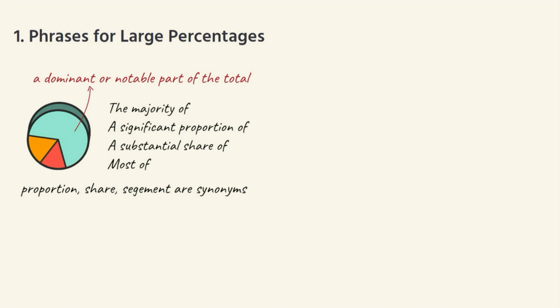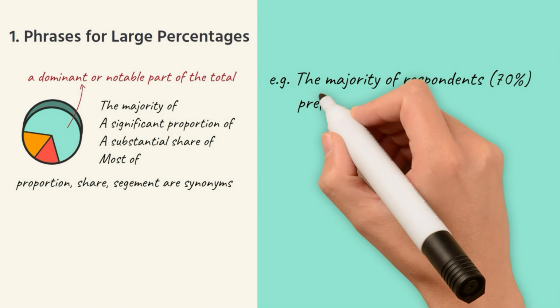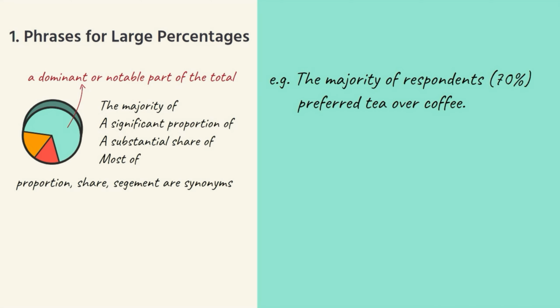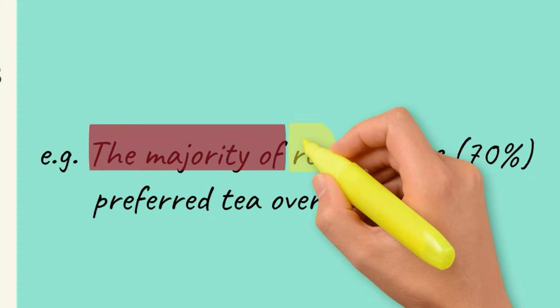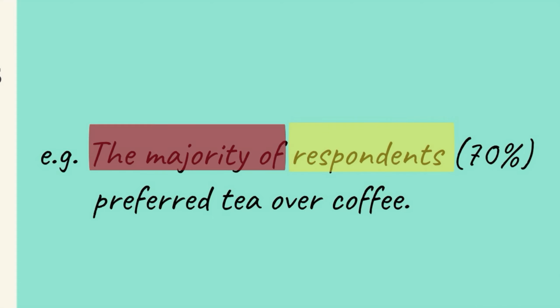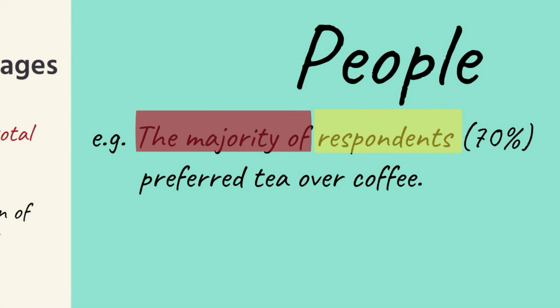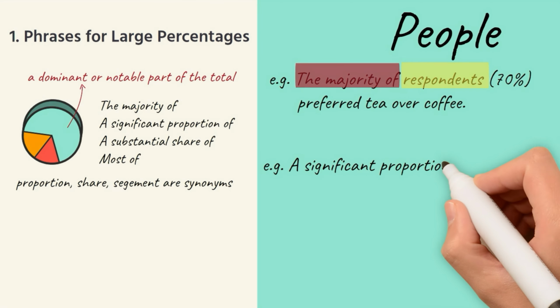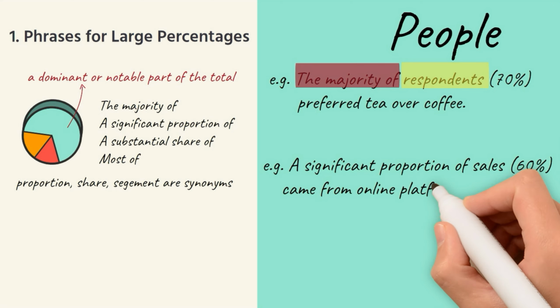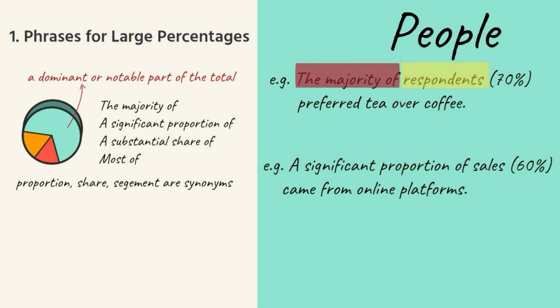In a sentence, we can say, the majority of respondents, 70%, prefer tea over coffee. The word respondents means people who answer the survey. It's a very useful synonym for people that you can use in Task 1. Second sentence, a significant proportion of sales came from online platforms. Here we use parentheses to show the percentages.